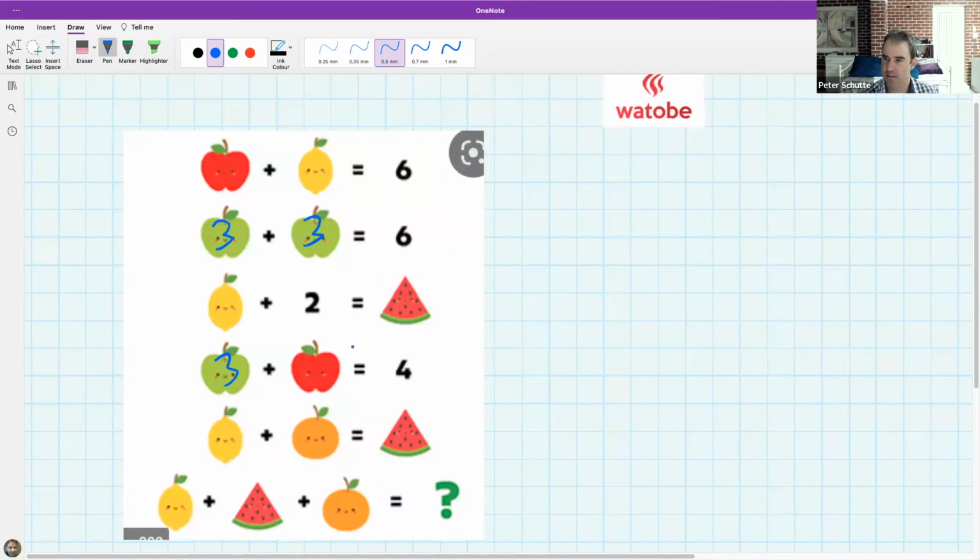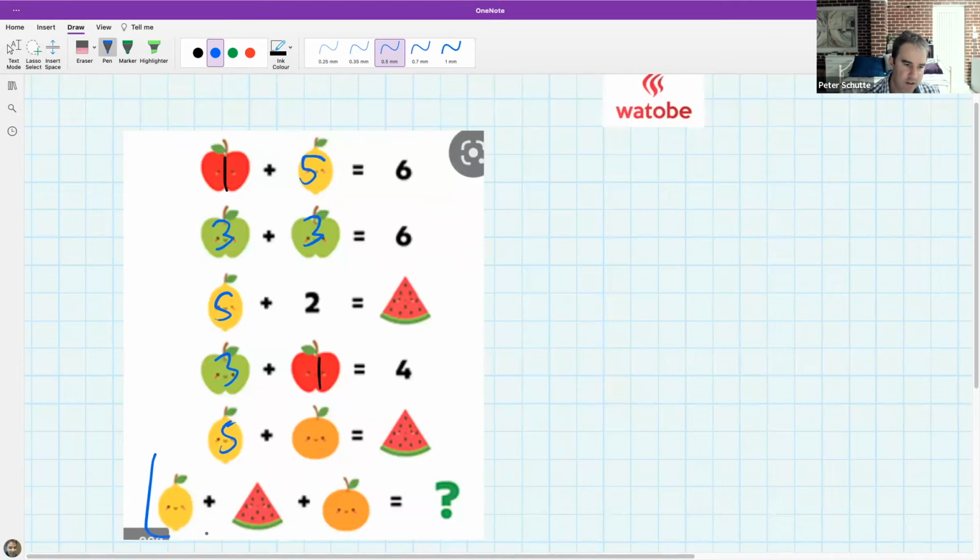Musa is helping us out. Sarah is helping us out there. I think you're onto it. The red apple is 1. And then the lemon is 5. So the orange, or the peach, looks more like a peach to me.